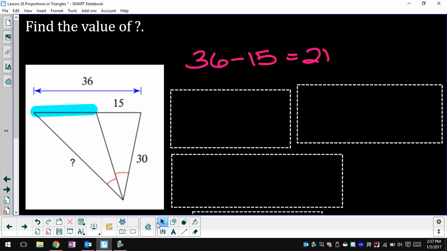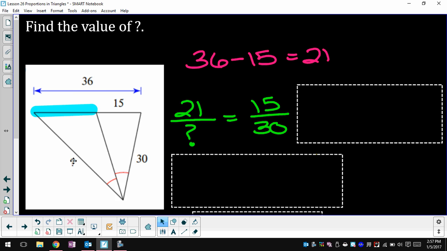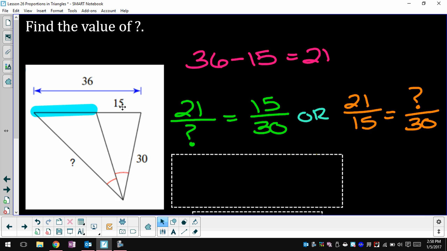So now I can set up the proportion. There's two ways. I could do 21 over question mark equals 15 over 30. And in this picture, if you look at that, those fractions kind of set themselves up. 15 is sort of right on top of 30, and if I wrote 21 in here, it'd be right on top of question mark. You could also write it as 21 over 15 and question mark over 30. So again, those fractions would set themselves up perfectly if you just sort of flip this picture 90 degrees to the right.